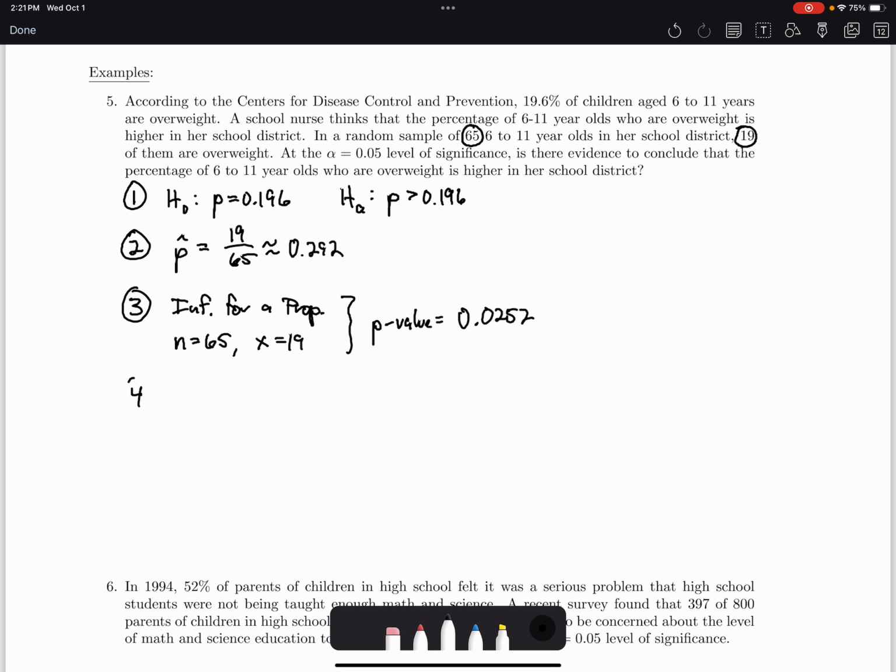Okay, now we can use that p-value to make a decision, right? The way that we do that is we compare the p-value to our level of significance alpha, right? So let's make our decision. We compare our p-value to our level of significance, alpha equals 0.05. And what we want to know is, is the p-value less than alpha? And the answer is yes in this case, right? 0.0252 is less than 0.05. So we reject H null.